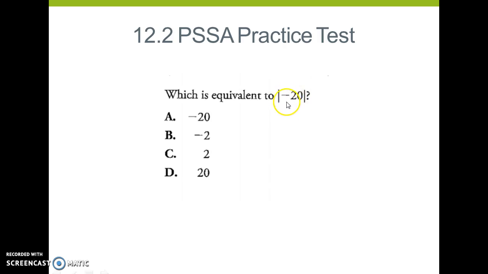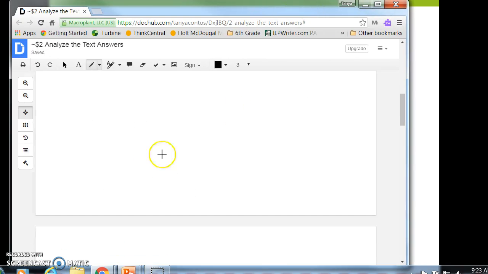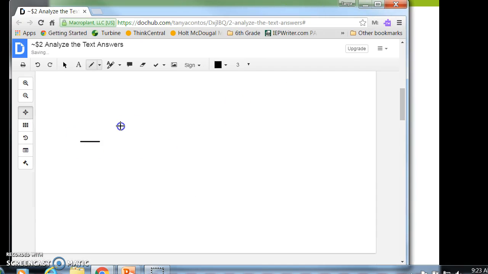The negative was inside the absolute value brackets, so it's saying, what is the absolute value of -20, what is the distance away from 0 on our number line? How many units? And it's just 20. The only time you would have a negative is if you had a negative on the outside of the absolute value brackets. So if it said something like this, right?